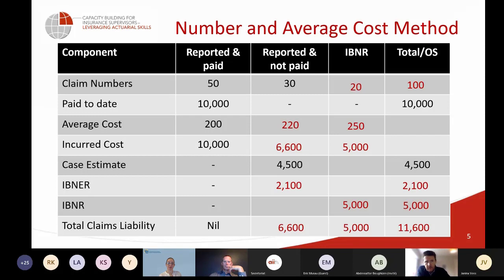So as I said earlier, 50 claims reported and paid of 10,000. So the average on that is $200. There's no claims liability for that because we paid on those claims. So 50 claims we paid. They're done, they're settled, there's nothing to worry about on those. So where we have a liability is on these two second parts here, part 2 and part 3. Reported and not yet paid, and true IBNR, incurred but not even reported yet.